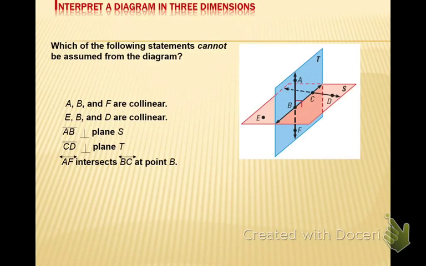What about AF intersecting BC at point B? Is that assumption true? Yes, it is. AB intersects BC, which is this line, at point B. So that's good. All right.